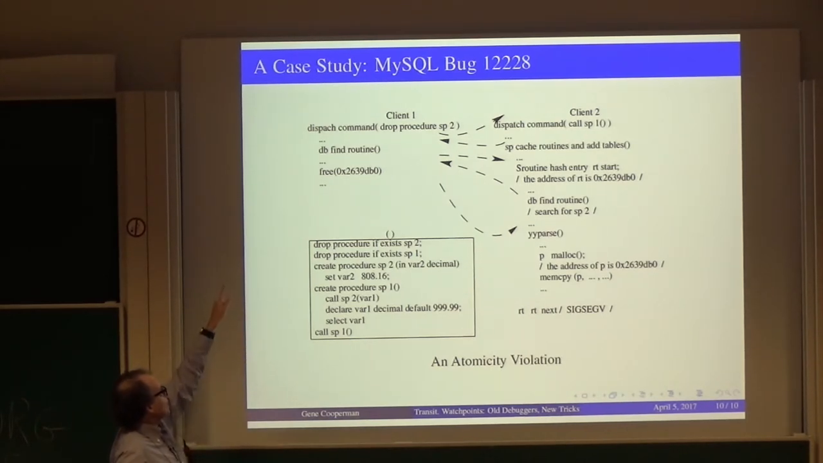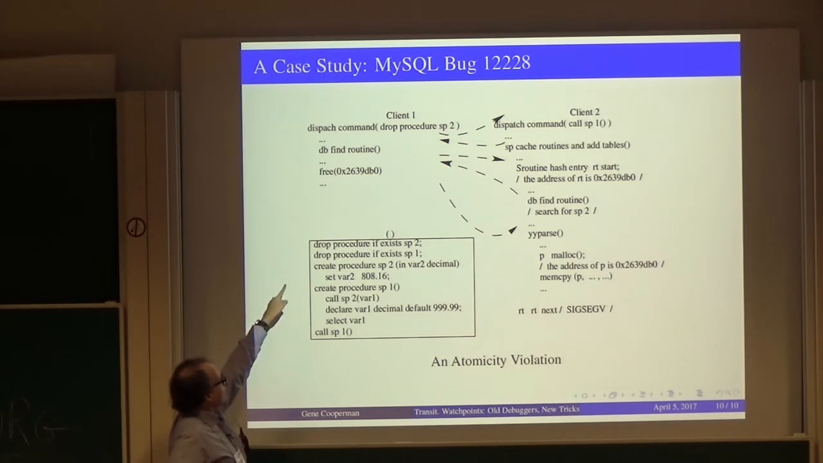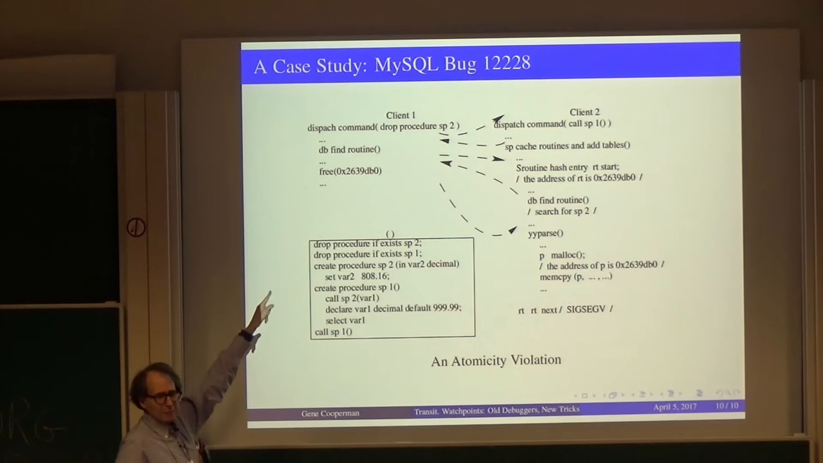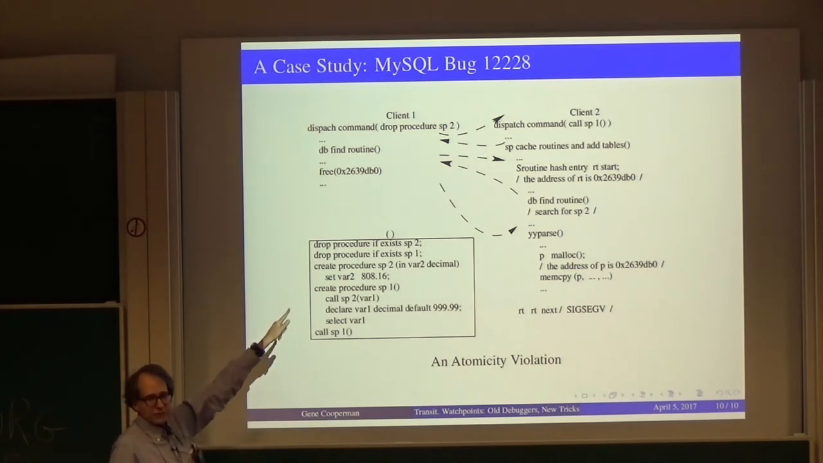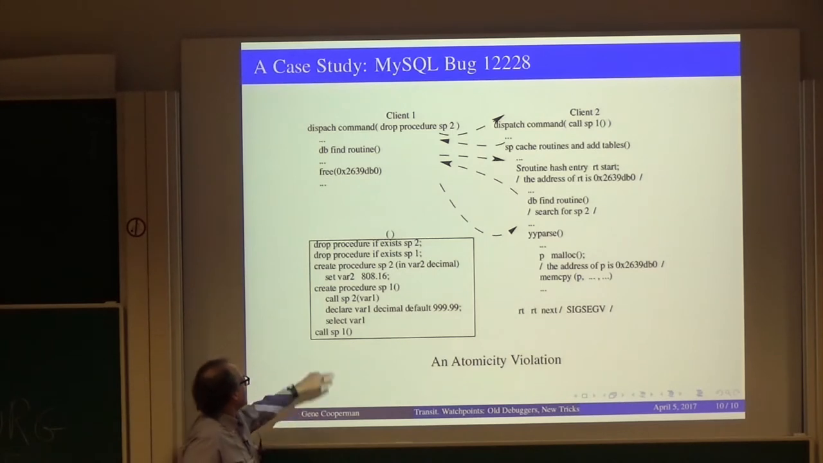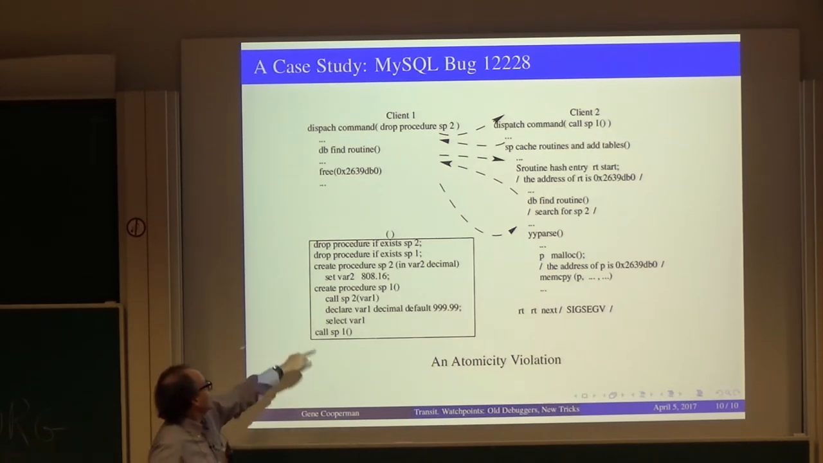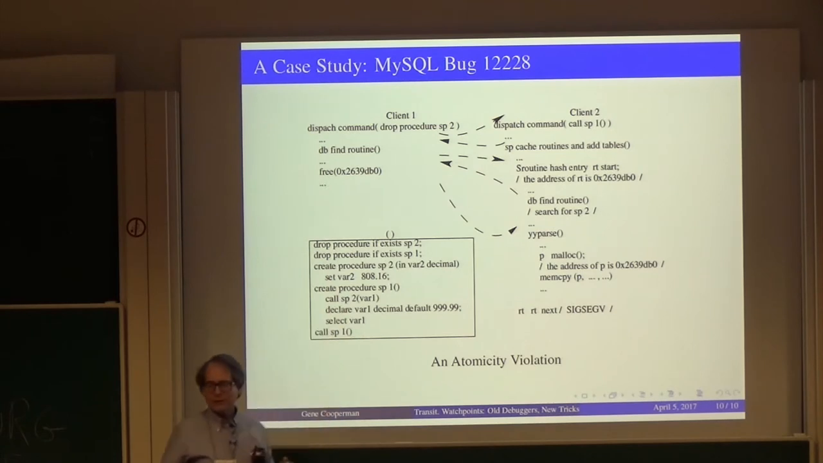And the way it works is that for each of these commands, the command could be dispatched to another thread that would do the work. So the bug, I guess, can be made clear. The first step, drop procedure if exists SP2, gets dispatched to client 1. The job of client 1 is to drop the procedure SP2. It has to first find a routine. Presumably it'll hash to find exactly where it is. It'll then free the memory. Meanwhile, client 2 is already working on call SP1 down here. And client 2 is assuming that we have the new procedure SP2, but because these two threads are happening in parallel, in fact, client 1 was a little slow.